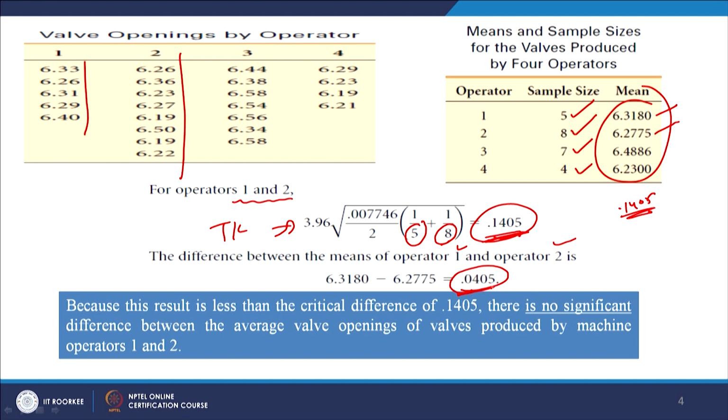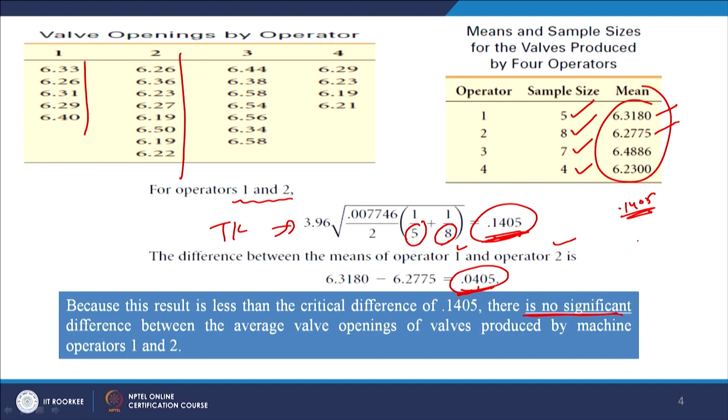Now, compare this value with the calculated Tk value. This value is smaller than this. So, we will say that there is no significant difference between group 1 and group 2. It means they are same. So, mean of group 1 and mean of group 2 are same, right. There is no statistical difference.